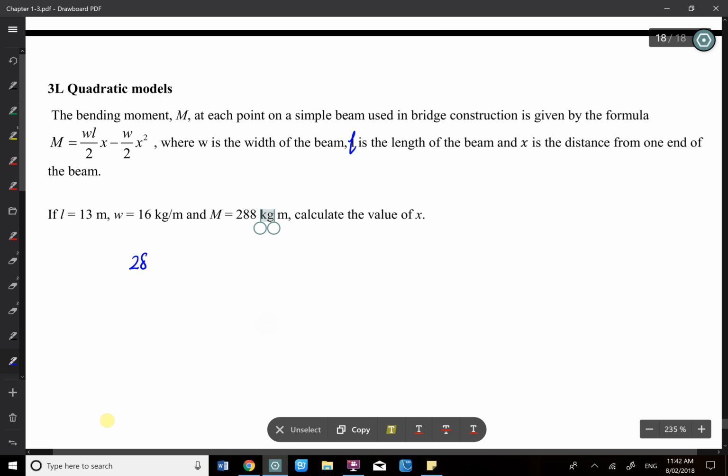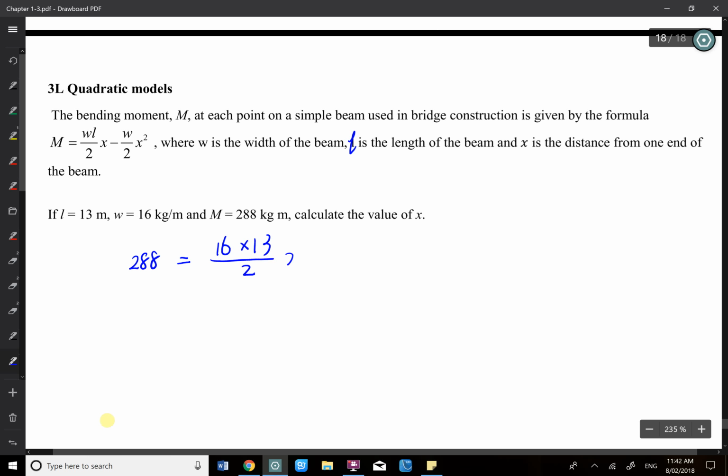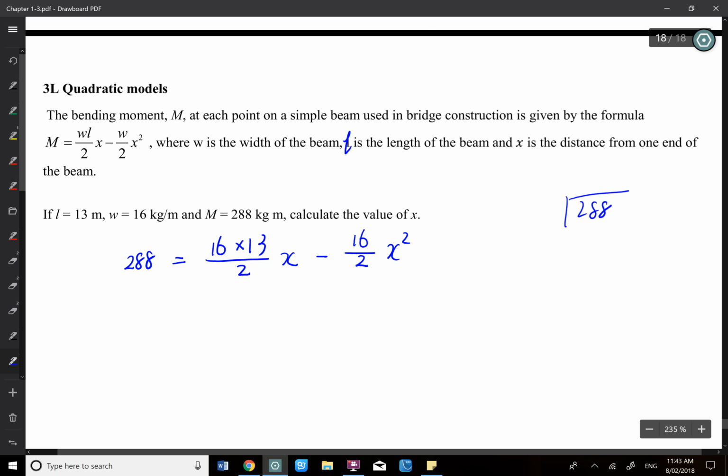So we sub M equals to 288 equals to W is 16, L is 13, divided by 2 times x minus 16 over 2 and x squared. Okay, can you see the number is quite large here, and I don't really want to use that large number to calculate. So I want to know what's in 288. I can see the last 2 digits is 88, so I can definitely divide that by 4. If the last 2 digits can be divided by 4, the whole number can be divided by 4. So I will try 4 here.